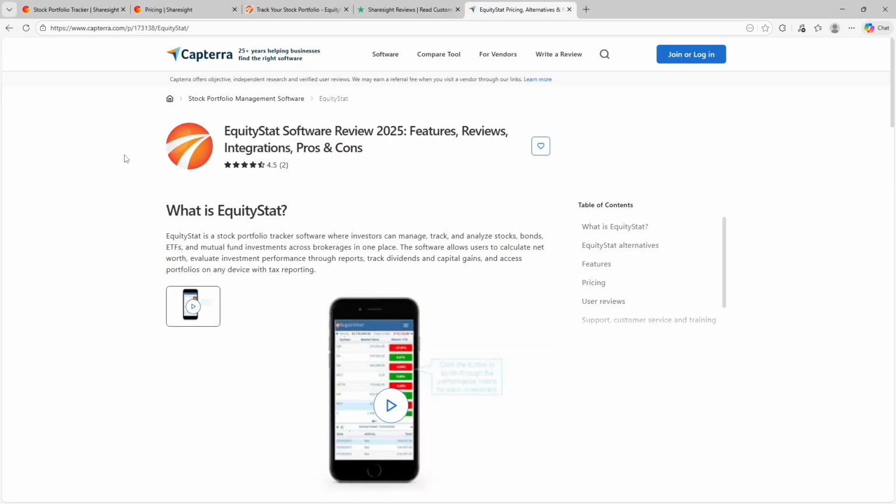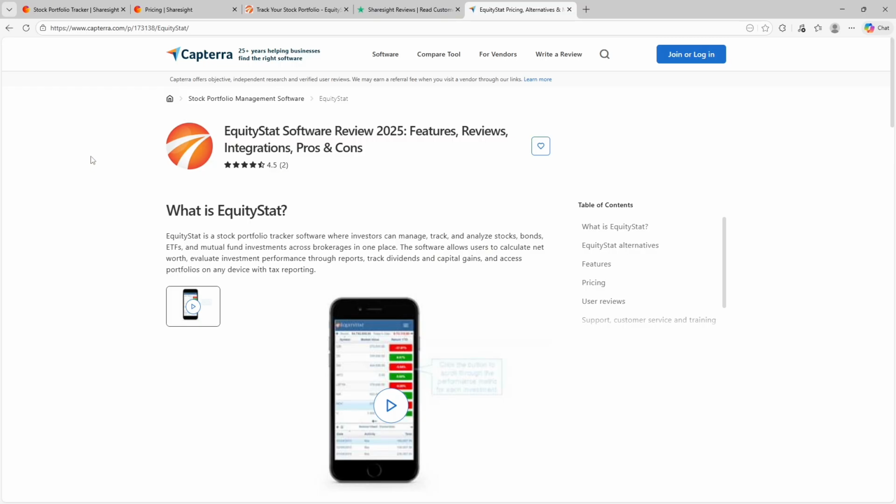However, EquityStat shows a strong presence on Capterra, where it holds an average rating of approximately 4.5 out of 5, based on a small number of reviews. While this indicates positive sentiment, the limited review volume means feedback should be interpreted cautiously. As always, ratings and availability can change, so viewers should verify current listings directly.